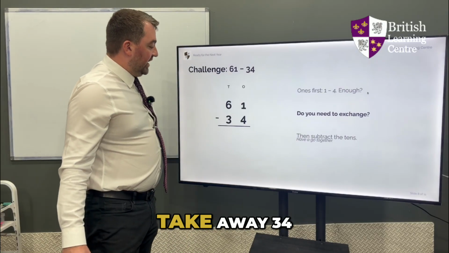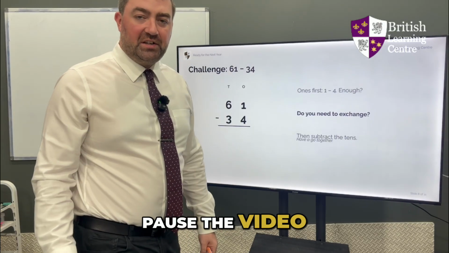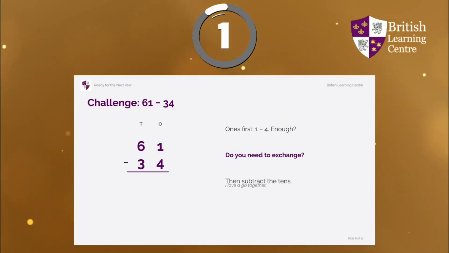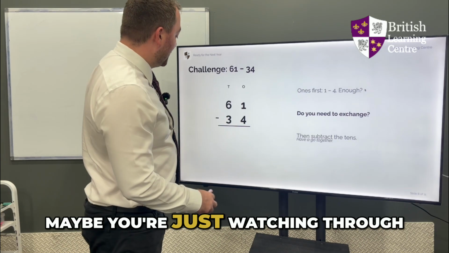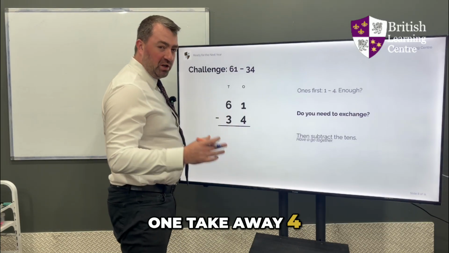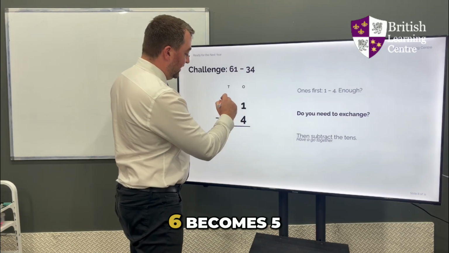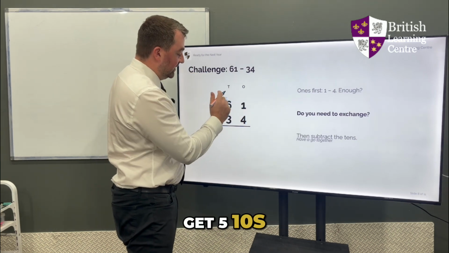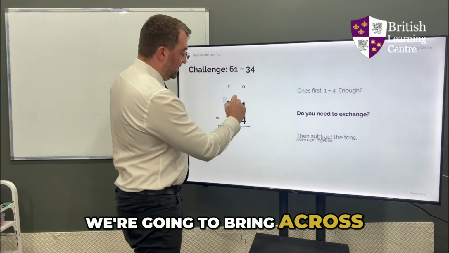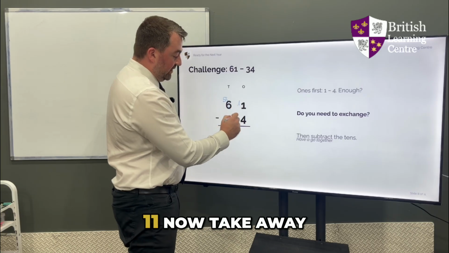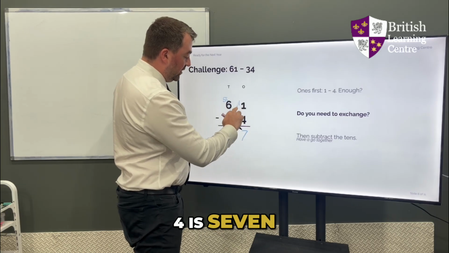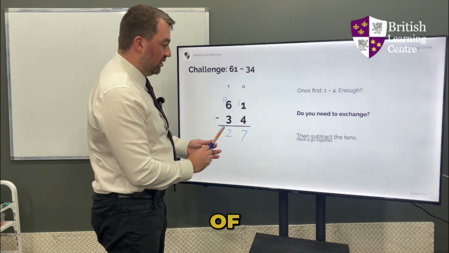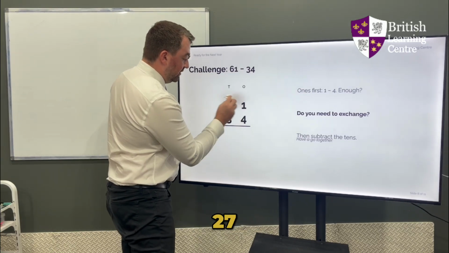Challenge: 61 take away 34. Have a go, pause the video, have a little go. Maybe you paused the video, maybe you didn't, maybe you're just watching through. 1 take away 4, can't do it when we're doing column subtraction. 6 becomes 5, 6 10s, exchange 1 10 to get 5 10s. We're going to bring across the 10, we've got 11. 11 now, take away 4 is 7. And 5 take away 3 is 2, and we get the answer of 27, okay?